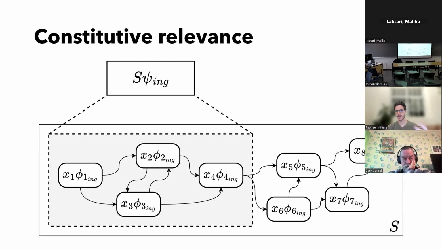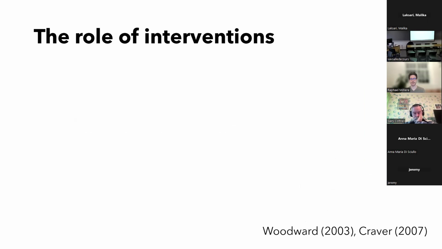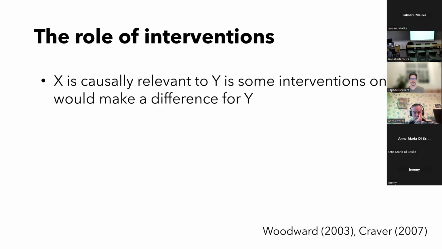The classic approach is to turn to interventions. So really, that's the fundamental operation underlying causal explanation in the new mechanist framework. It's the intervention. So suppose that you have two variables, x and y. Then really the idea is that x is causally relevant to y if, and only if, some intervention on x would make some difference for y.